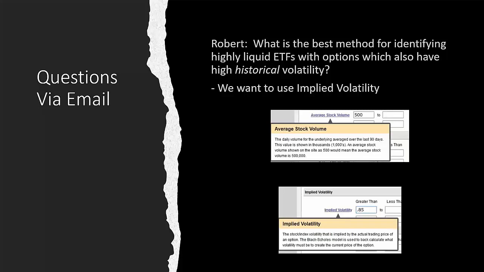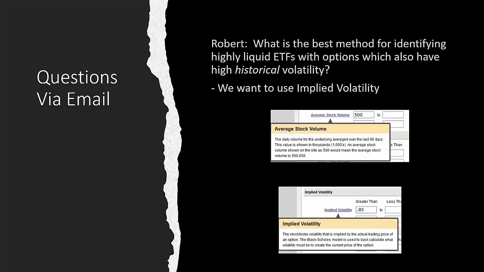So Robert's question via email is, what is the best method for identifying highly liquid ETFs with options which also have high historical volatility? The way he phrased this, he's looking for liquid ETFs that have options. Well, anytime you do any strategy search on PowerOptions, you're only seeing ETFs with options. But in addition to that, there's options which also have high historical volatility. And I think he means implied volatility.